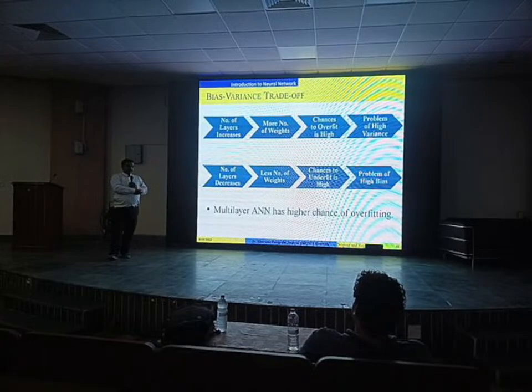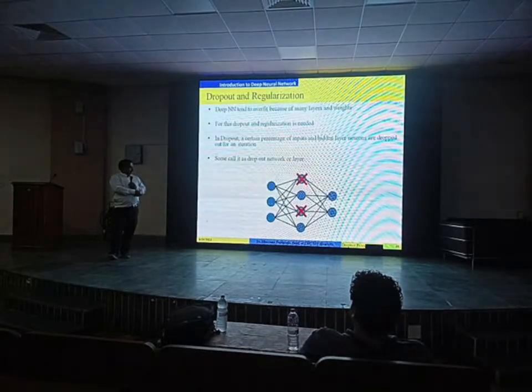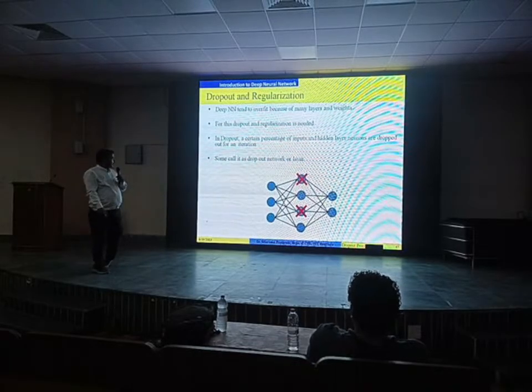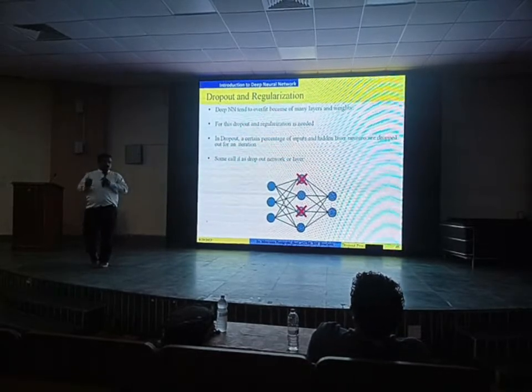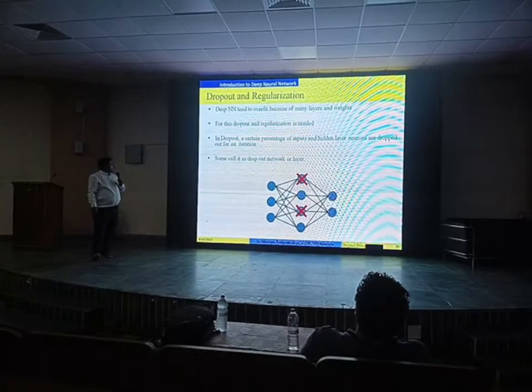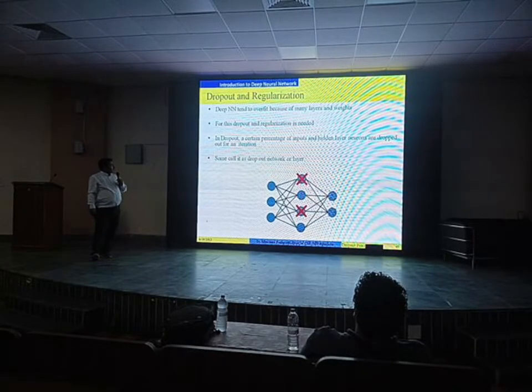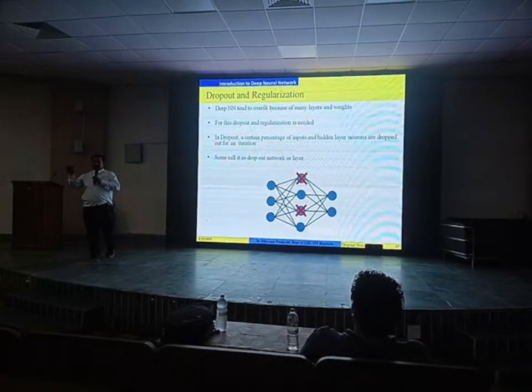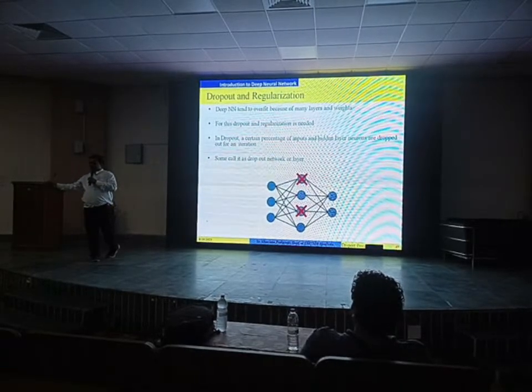So, in order to overcome this overfitting in deep neural networks, what is the problem? The chances to overfit are high, right? So, we want to avoid it. In order to avoid it, they have developed a concept called regularization or dropout. I will go through dropout. In a deep neural network, we tend to overfit because of many layers and many weights.